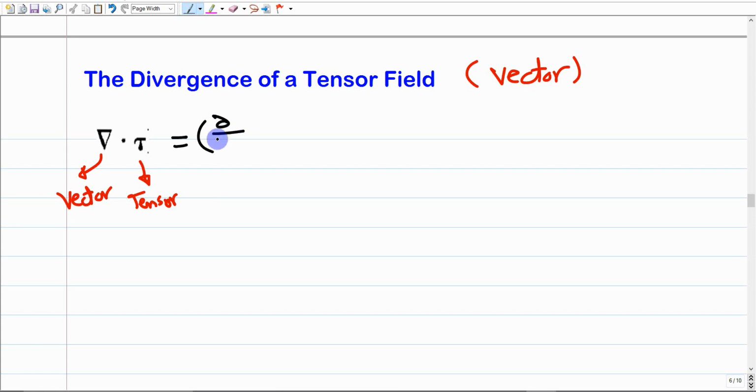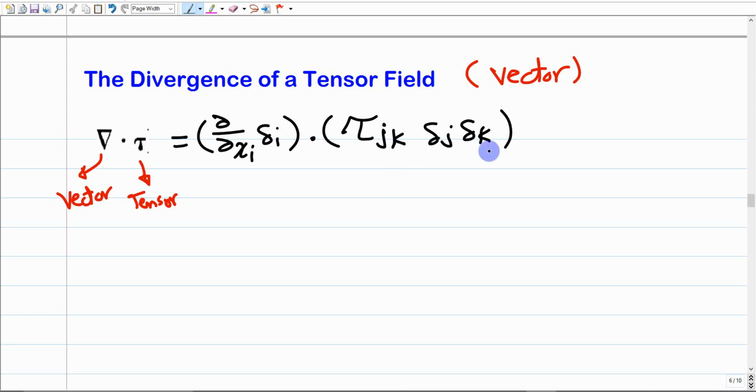Nabla should be partial per partial xi delta I, the dot product of a tensor. Let us assume the tensor like tau ij, because it is already given by tau. And remember that we have to use different indices. We're still working in the same term, so we have to use delta tau jk, for example. We already used I, so we are not allowed to use I anymore with the tensor. We have to use other two indices like jk, delta j, delta k. This is the expression of a tensor as we practiced before.